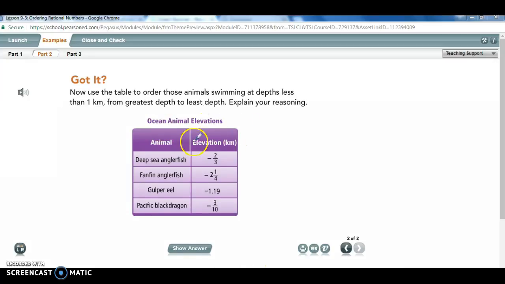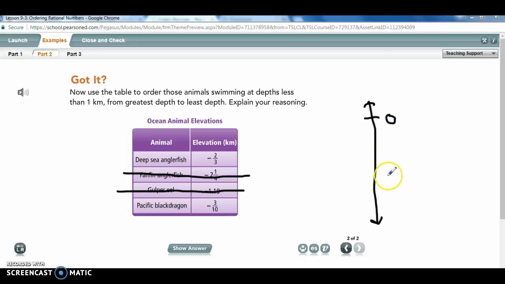To find my answer, I'm first going to cross out those that are swimming more than 1 kilometer down. So those are going to be the 2 ones that I did in my previous problem. And now it wants me to do greatest depth to least depth. So if I had my number line where 0 is sea level, I want to know which one is down here first, and then if I'm swimming up towards sea level, which one comes second. So now I need to determine which one is my smaller number, or the one that goes down furthest on my number line.